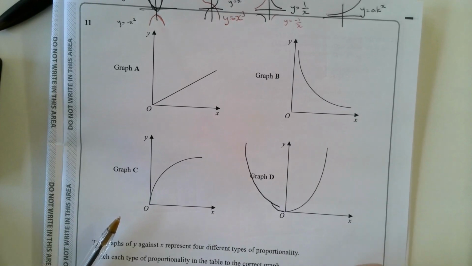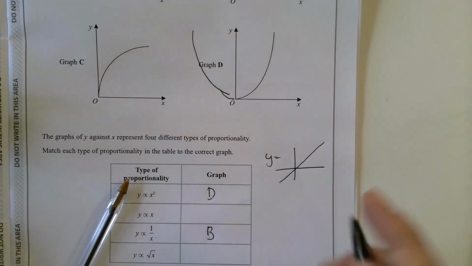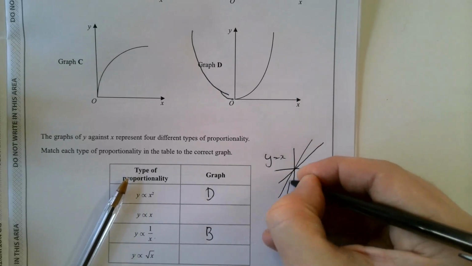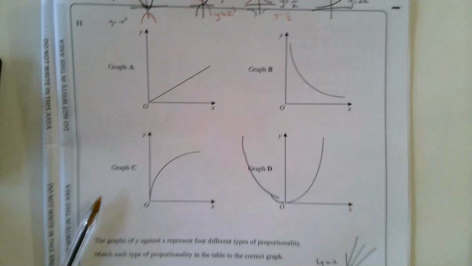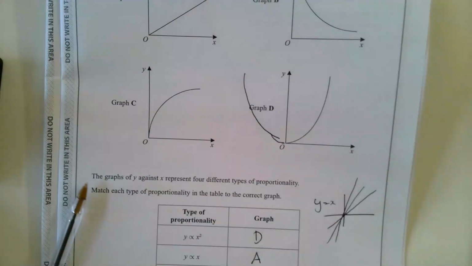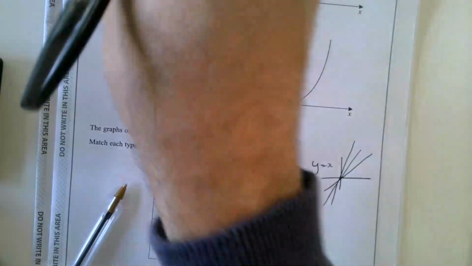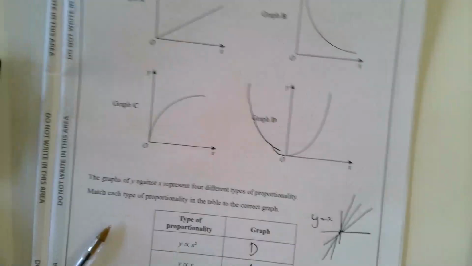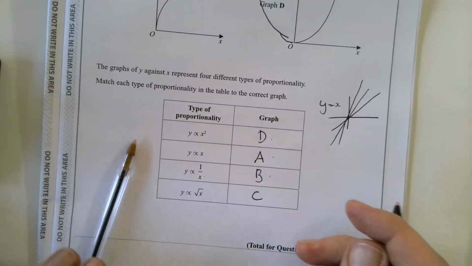Right, y equals x. Well, we don't often see this one as much, but if I've got y equals x, it looks like that. Y equals 2x looks like that. Y equals 3x looks like that. So which one of those does that look most like? That's going to look like A. And therefore, by process of elimination, I get y is proportional to the square root of x. I've used A, B, and D, so that's going to have to be C.